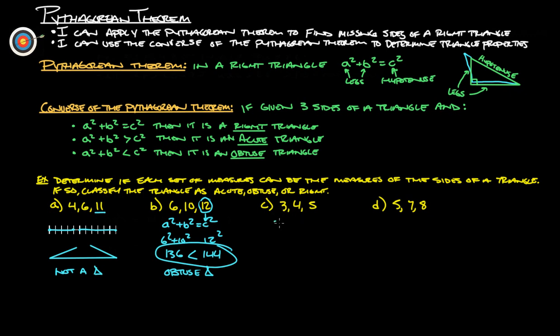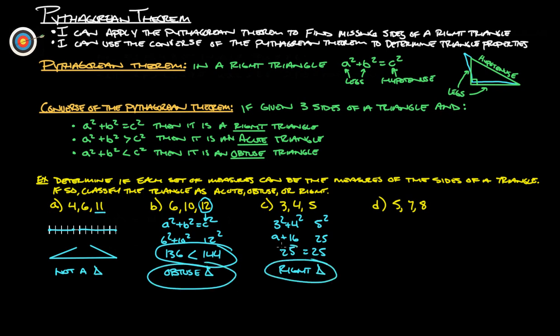Okay, we can do the same thing with these here. So let's do 3 squared plus 4 squared and see how that relates to 5 squared. Okay, so let's see, 3 squared is 9 plus 16. We know that 5 squared is 25. 9 plus 16 happens to equal 25, so 25 equals 25. So that means that has made us a perfect right triangle, because a squared plus b squared equals c squared. It is a right triangle, okay?